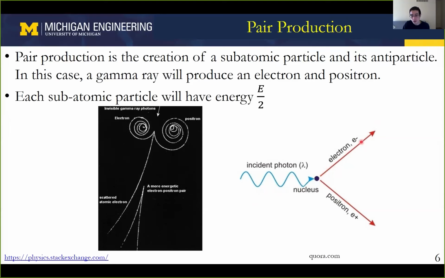And these subatomic particles each have an energy half of the original incoming gamma ray. So let's say if this gamma ray has 2 MeV, this electron has 1 MeV of energy and the other one has 1 MeV of energy. This was first seen in what's called the cloud chamber.